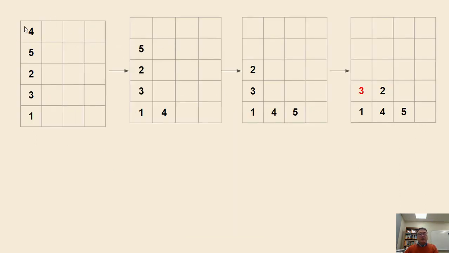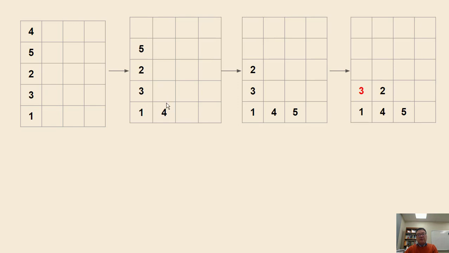So let's see how this sample example will be handled. The first one is 4. Then it will be put on the first column, first stack, on the island in between them. So 4 will be here, and the next one is 5.